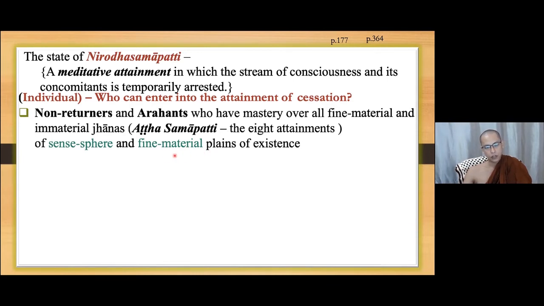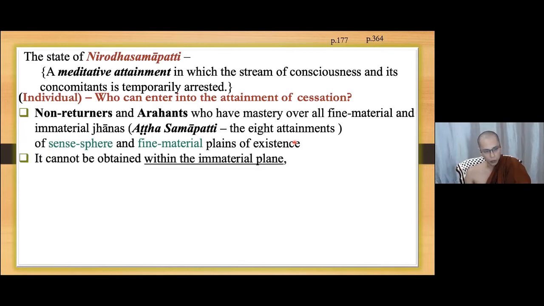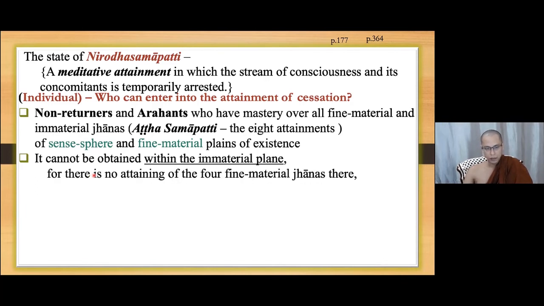Here, in the slide I shared, I dropped the fine-material sphere plane, so we need to add it. In both planes of existence, the sense sphere and the fine-material sphere, the non-returner and Arahat who attain the eight attainments can enter the attainment of cessation if they wish. The process of Nirodha Samapatti cannot be obtained in the immaterial plane of existence, because there is no attaining of the fine-material jhana.